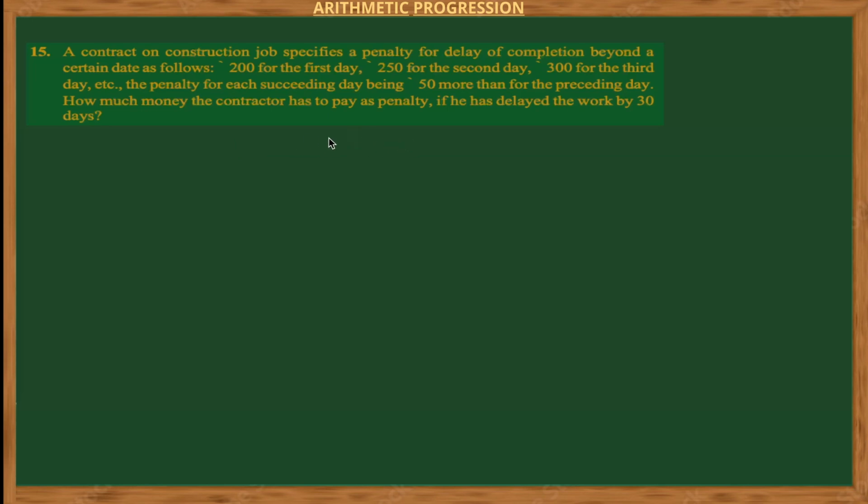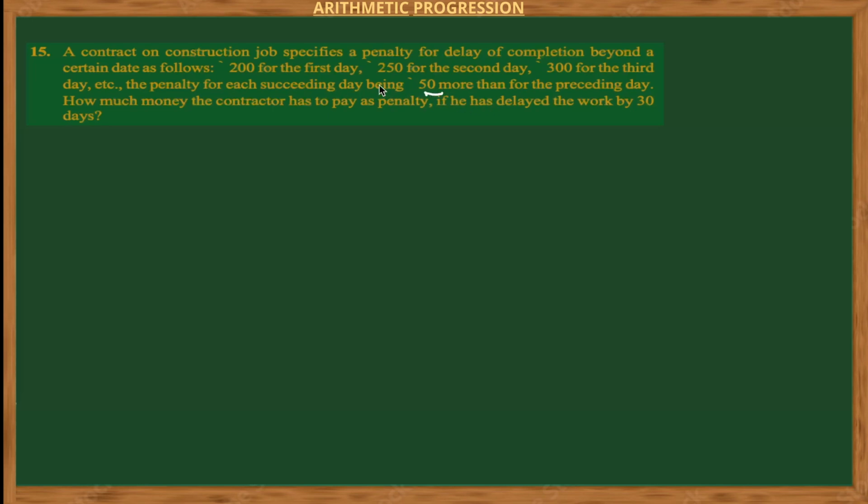So every day you put it, there is a constant difference we can see. Okay, 200, 250, 300, etc. So that means next will be 350 here. So the penalty for each succeeding day being 50 more than for the preceding day. So here it's also giving the hint, so it's 50.